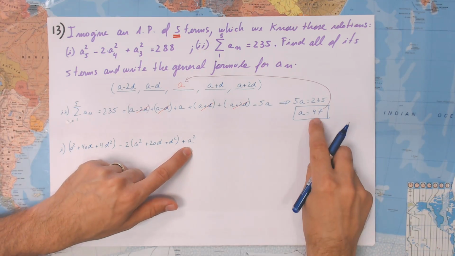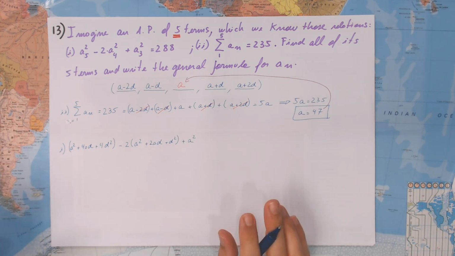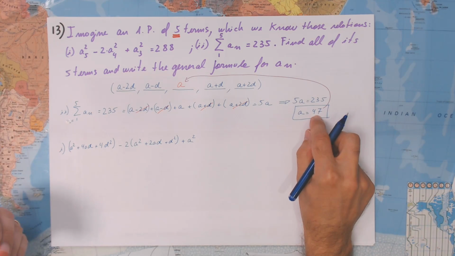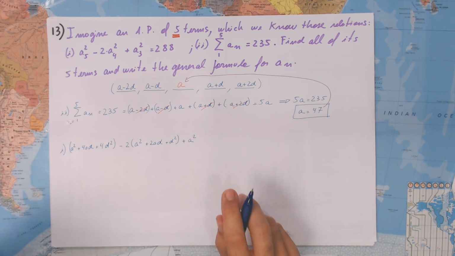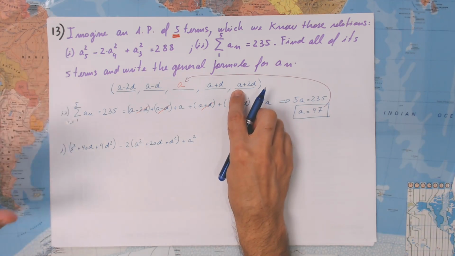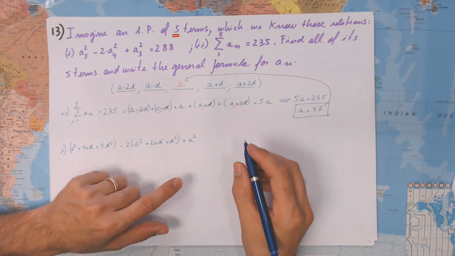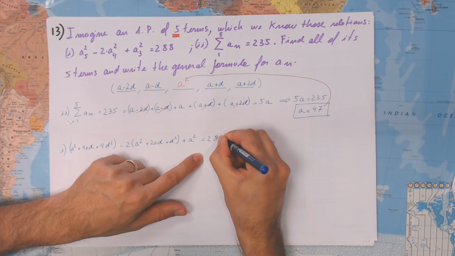Well, should I put 47? No, let's not put 47, because imagine 47 cubed, or 47 squared. It's not going to help us at all. Let's just leave it in terms of A and D, alone, only that. Well, all this is said to us, it is 288.